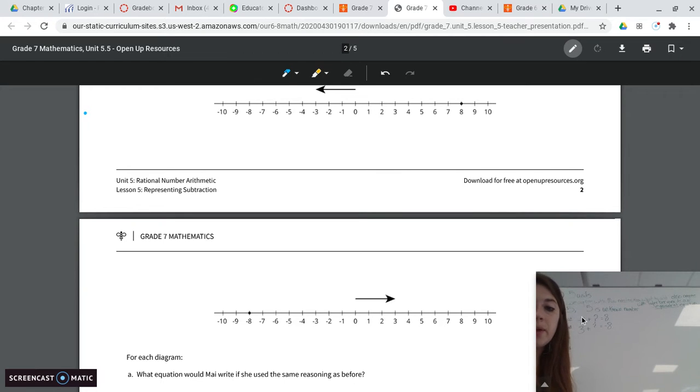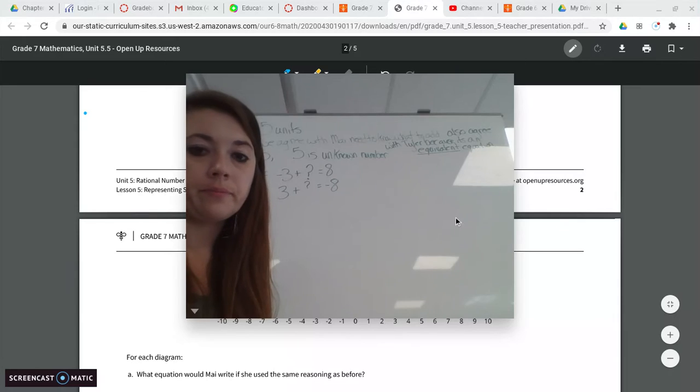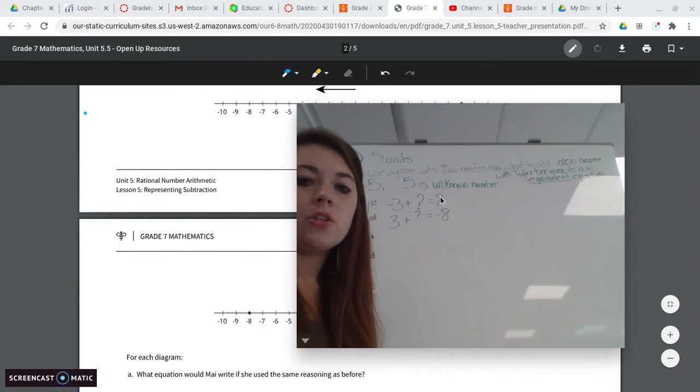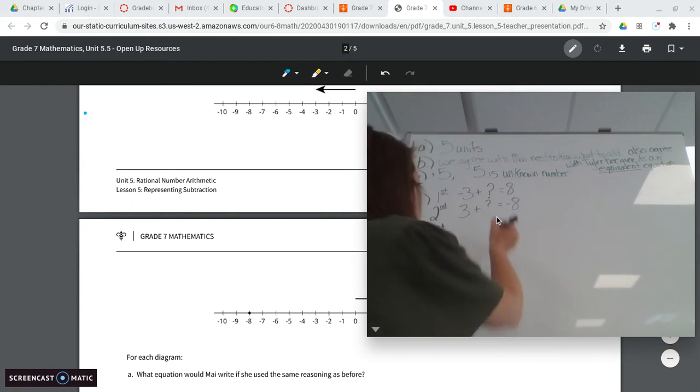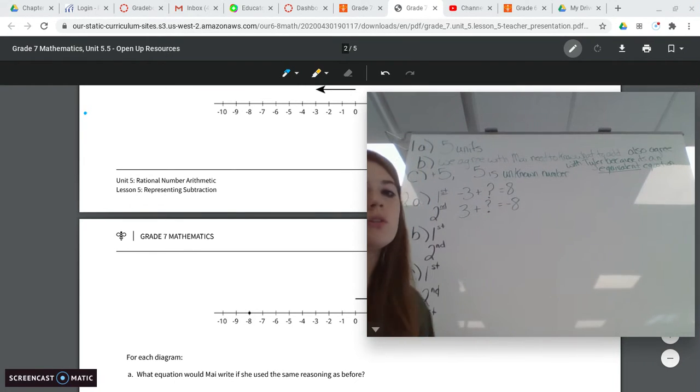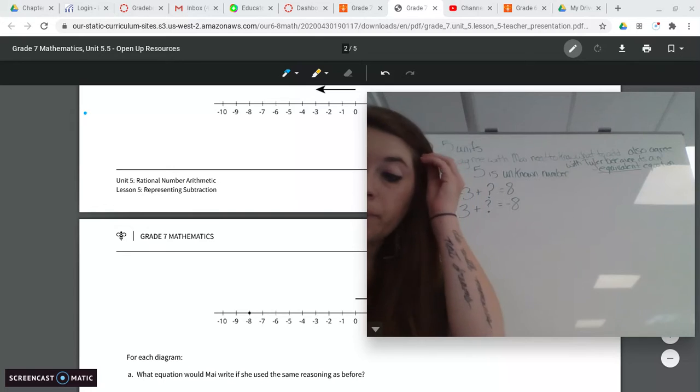And let me make this a little bigger so you guys can see that. So we have -3 plus question mark equals 8, and 3 plus question mark equals -8. So those are the 2 equations that Mai would have written.